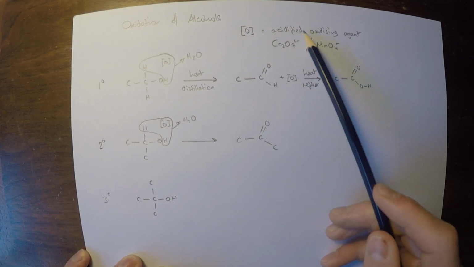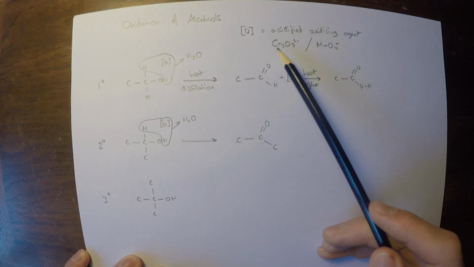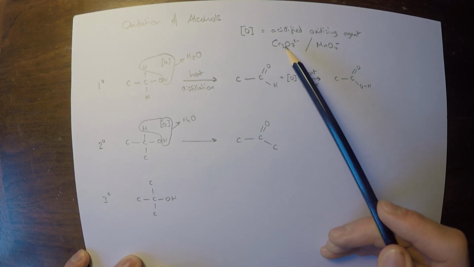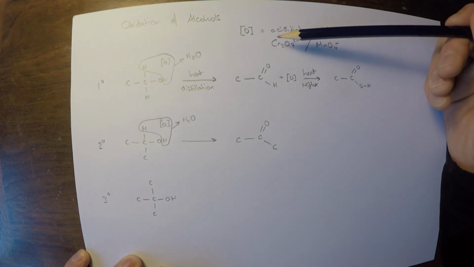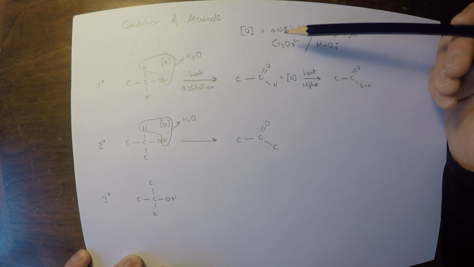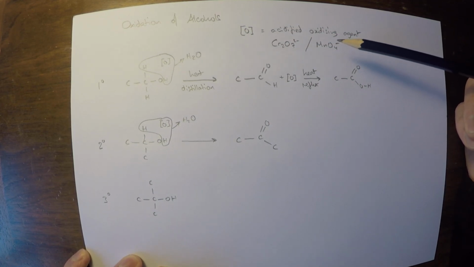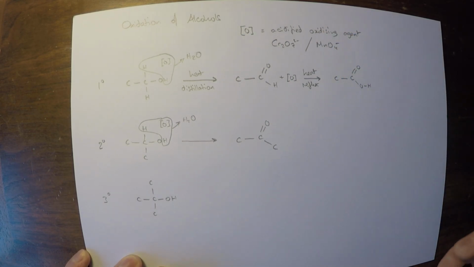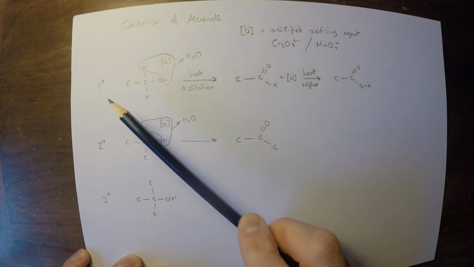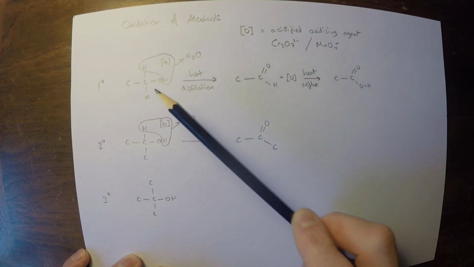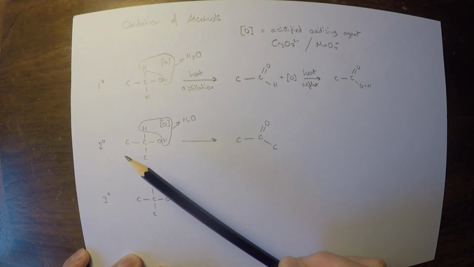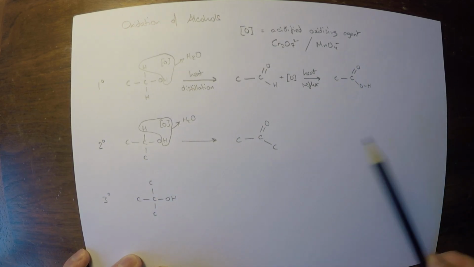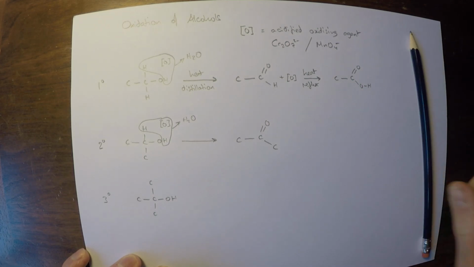The dichromate oxidizing agent will undergo a colour change from orange to green as the chromium itself is reduced from chromium 7+ down to chromium 3+, and the permanganate will undergo a colour change from purple to colourless as it undergoes the reduction. So, primary alcohols, two steps of oxidation from alcohol to aldehyde to carboxylic acid. Secondary alcohols, one step of oxidation from alcohol to ketone. Tertiary alcohols will not undergo oxidation at all.